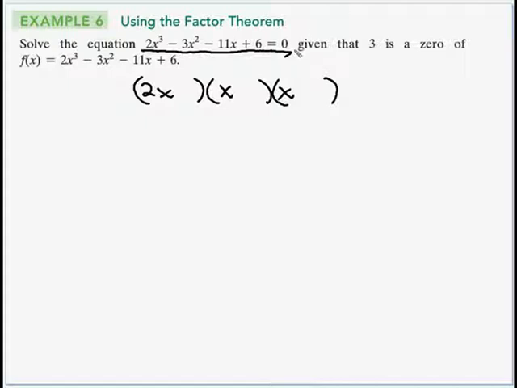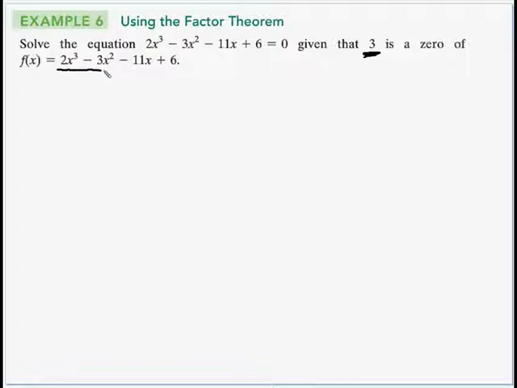But they did give us a clue, given that 3 is a 0 of this polynomial. Aha, so they gave us a clue. We know that 3 is a 0. I know that f of 3 would equal 0. If I plug a 3 in for all the x's, I will get a 0 to pop out. That is also going to help us factor this.